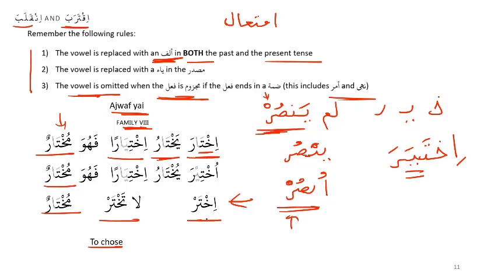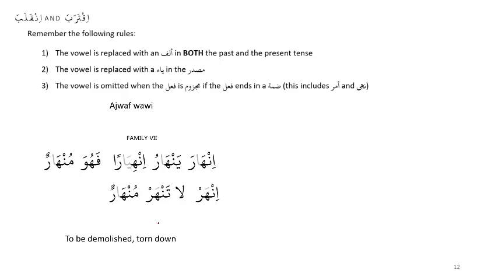So the point being made here is that if the fail is majzoom, which happens with the command and negative command, then we drop the middle letter altogether. So ikhtar, la takhtar. So that's a good point.